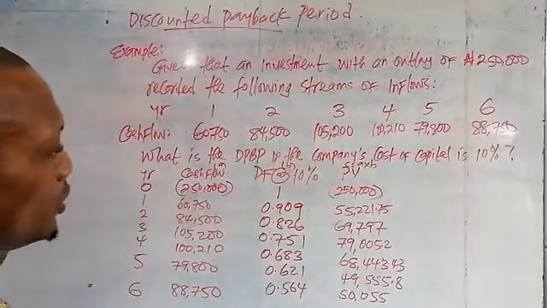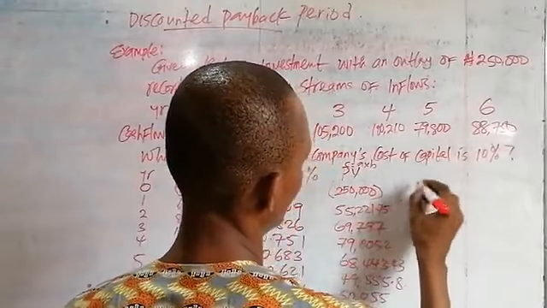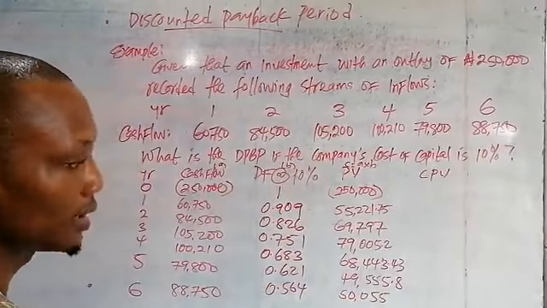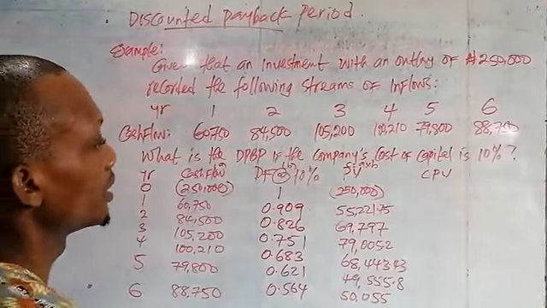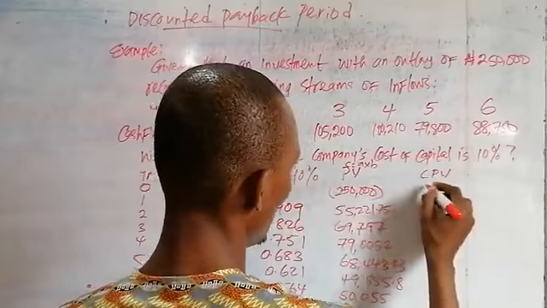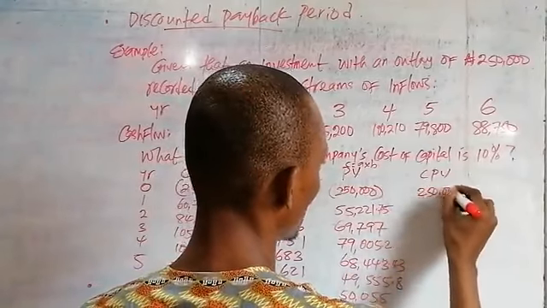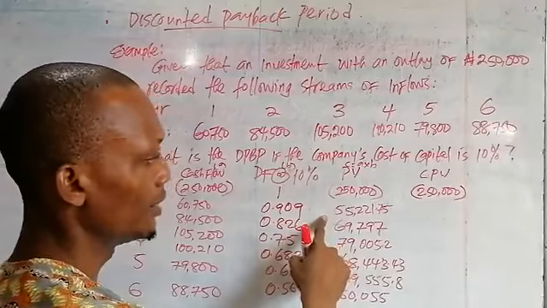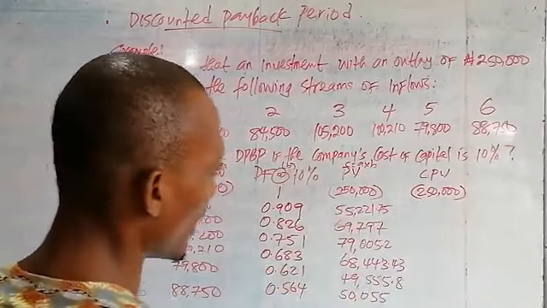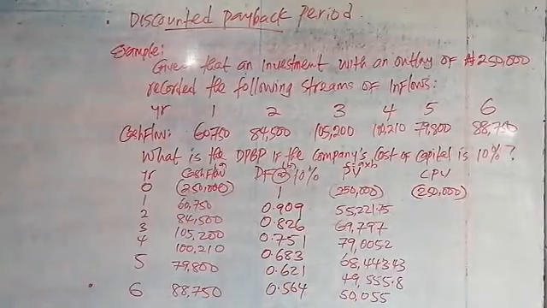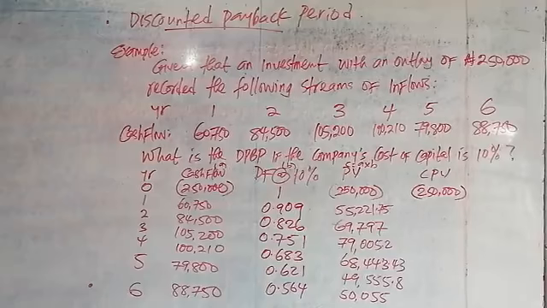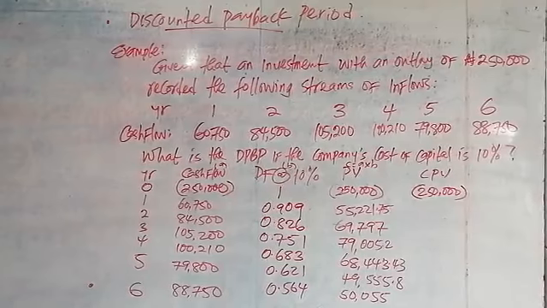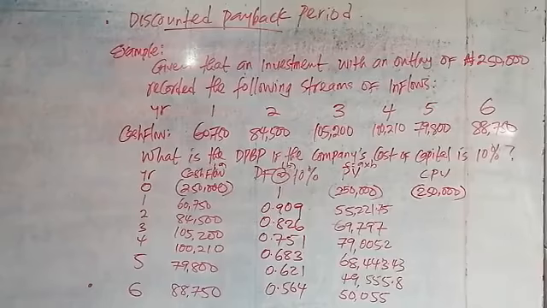Okay, so you now do your cumulative CPV, cumulative present value, or cumulative cash flow, as the case may be. So we have this 250. In the first year you have realized this. So how much will now remain for you to realize from your outflow, from your investment? So you have 250,000 minus 55,221.75.